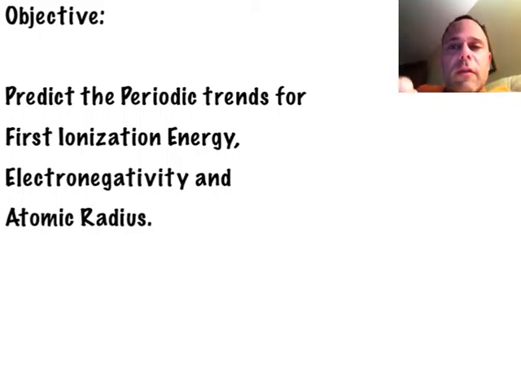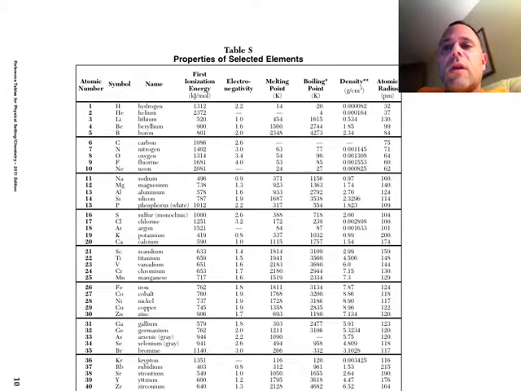Hey everyone, in this video we're going to predict the periodic trends for first ionization energy, electronegativity, and atomic radius. Now let's first remember what first ionization energy means. First ionization energy is the amount of energy necessary to remove the outermost electron.